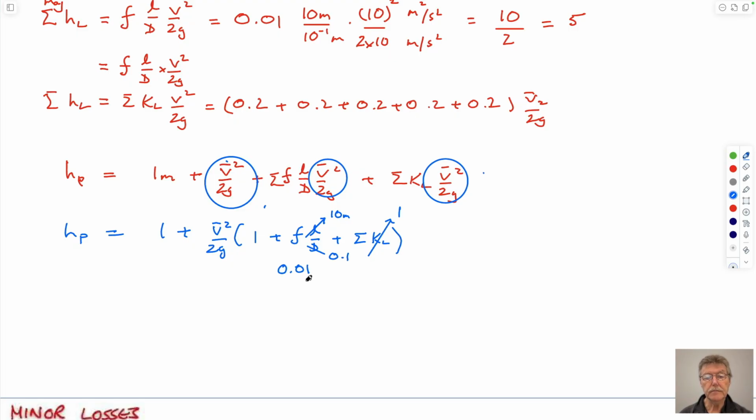So this is going to be 1 plus 10 to the minus 1 times 10 to the 1 is 10 to the minus 2 times 10 to the 1 is 10 to the minus 1. 10 to the minus 1 over 10 to the minus 1 is 1. Is that right? I think that is right. And then this is going to be 0.2 plus 0.2 plus 0.2, which is 1, which is then multiplied by v squared over 2g.